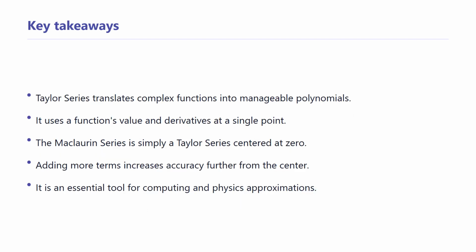We have covered a lot of ground today, so let us reinforce the most important ideas. First, a Taylor series is a powerful mathematical bridge that translates complex, difficult functions into simple, manageable polynomials. Second, it achieves this by using the function's value and its derivatives at a single known point to project its behavior outward. Third, when we center this expansion exactly at 0, we call it a Maclaurin series.